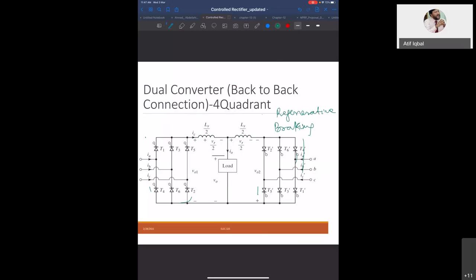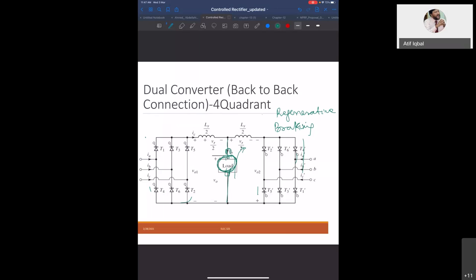When we have regenerative braking in the system, what is the meaning of regenerative? Suppose you have a DC motor here. Now, when we brake this motor, it will generate some amount of energy. It will act as a generator and it will feed current.